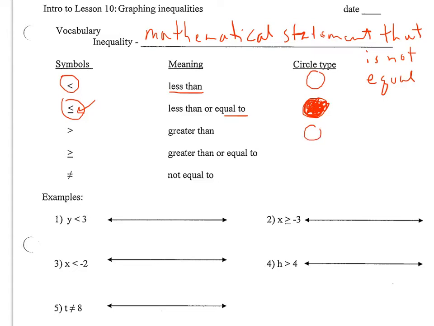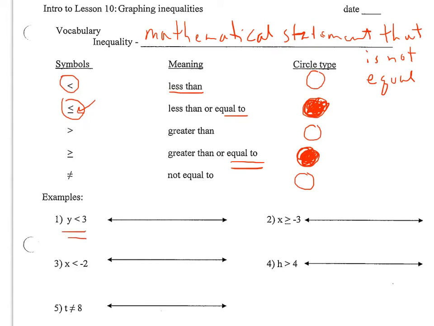Greater than is open because it's not part of the answer. Greater than or equal to is shaded in, again, the reason being that whole equal to part. Not equal to is open because it's not part of the answer. So it may be confusing. Let me try to explain things a little better. Here's an inequality for number 1. y is less than 3.